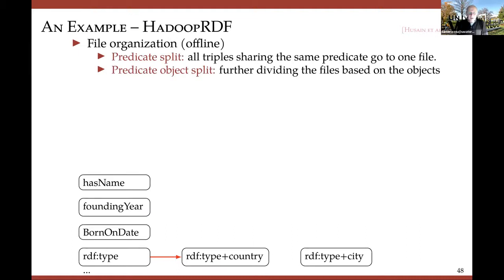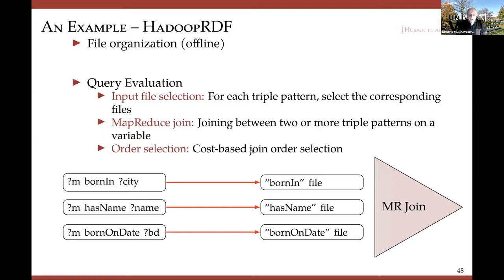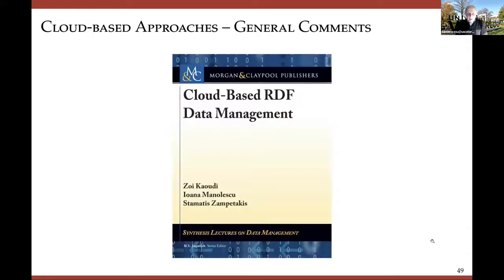An example is Hadoop RDF, where they split the predicates, and each predicate is a file. So all the triples which have the has name predicate are in one file, and so on. Then they do further dividing based on the object part of the graph. When they get a query, they first choose a particular file for each triple pattern, and execute that triple pattern on those files as MapReduce jobs, and then they do a MapReduce join at the very end.